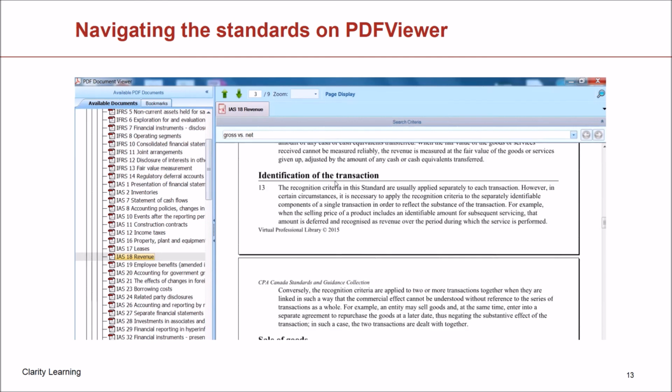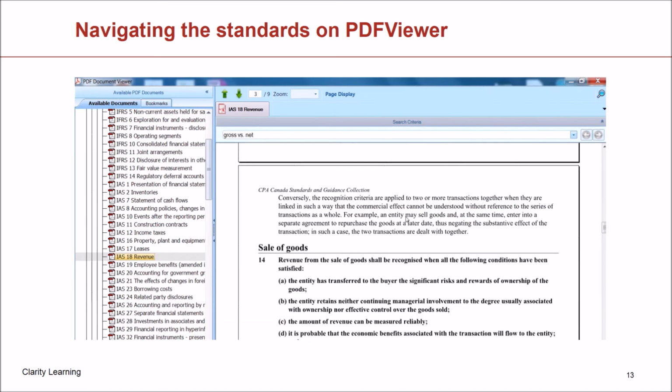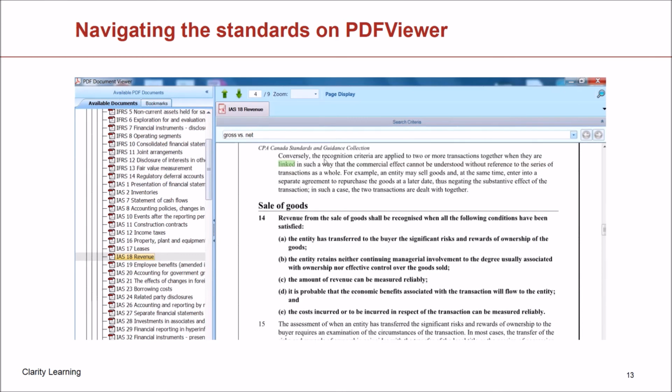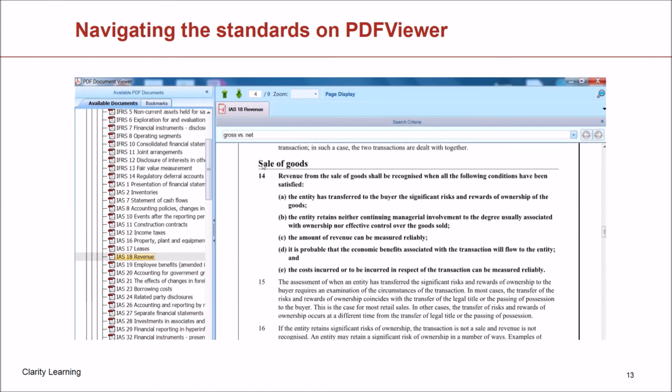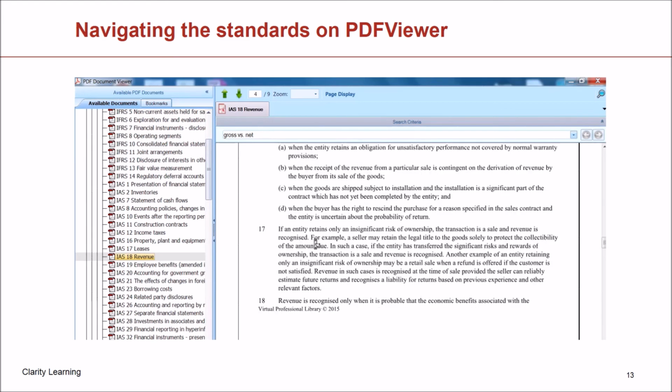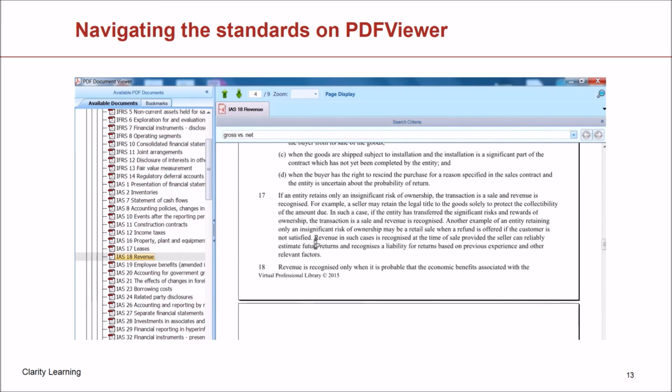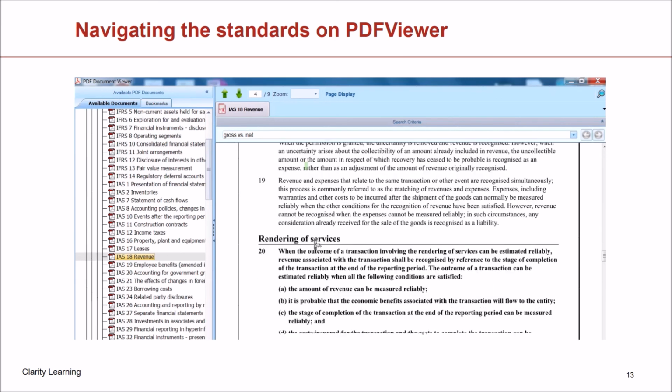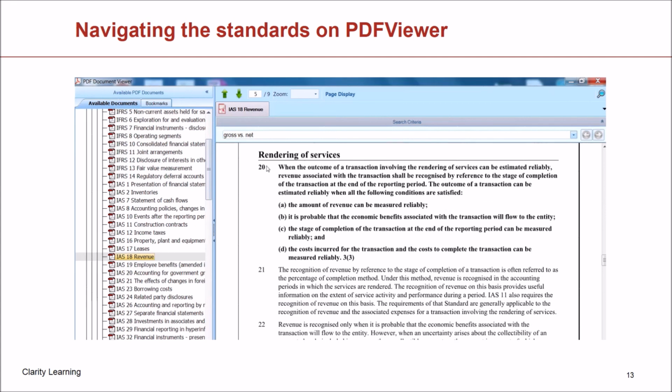Here in the identification of transaction, it talks about the separately identifiable components of a single transaction. In addition, you should also know the linked transactions. You can read this during your own time. Then we see the 5 criteria that we talked about for the sale of goods. This again has been bolded. And then there's additional information on that here. So make sure you know where everything is.